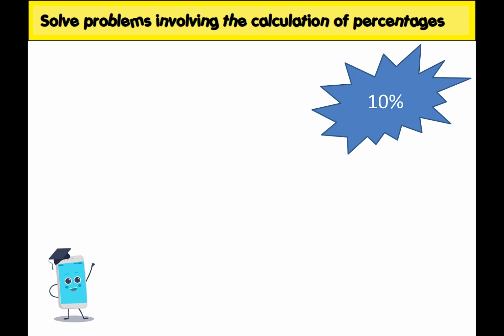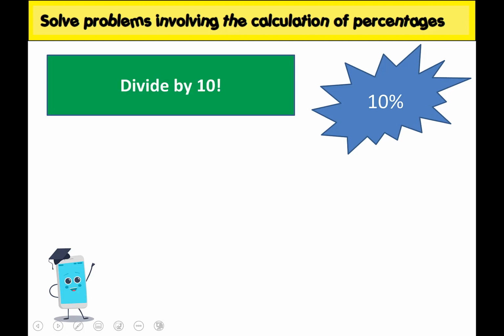Let's recap. 10%, what does it mean? And how do you find it? This is a fact that you should learn, and you should learn it off by heart. To find 10%, you simply divide by 10. This is a really useful trick. So if you haven't learnt this off by heart, make it a priority to know that when you find 10%, you simply divide by 10.